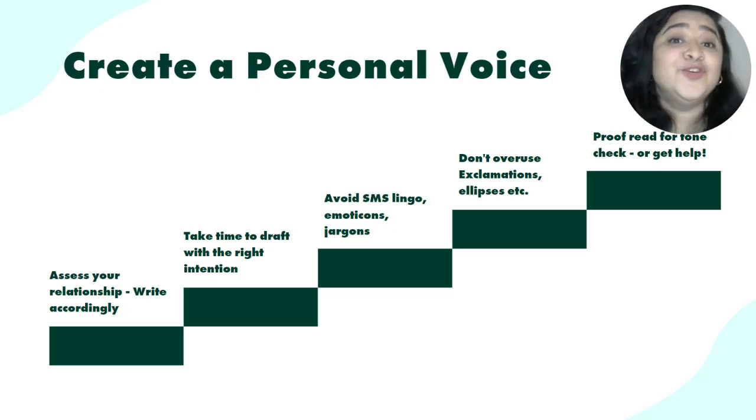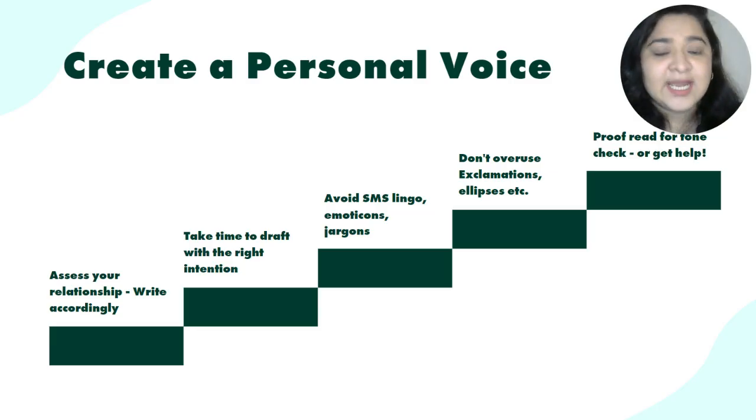And finally, you proofread it to ensure that the tone is right. If you are not sure if it sounds right, you can always get somebody else to read it and they can tell you if it sounds good or maybe it is coming off in the wrong sense. So get help to proofread it for tone. And this is how you create your personal voice. Depending on the person, you would change the way you write it. And I hope that this entire piece helps you get your message across with the right tone of voice.